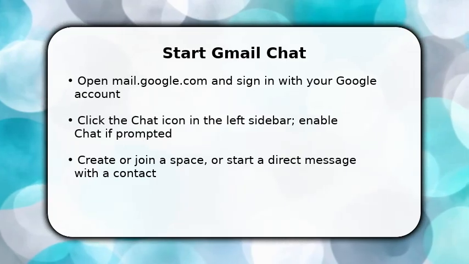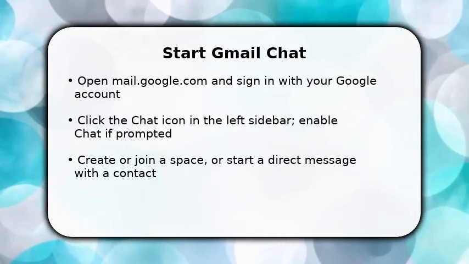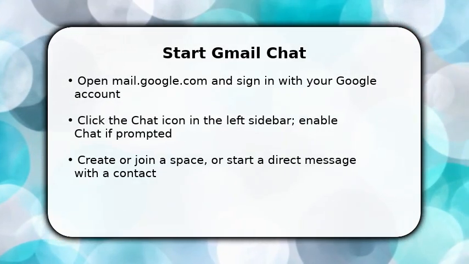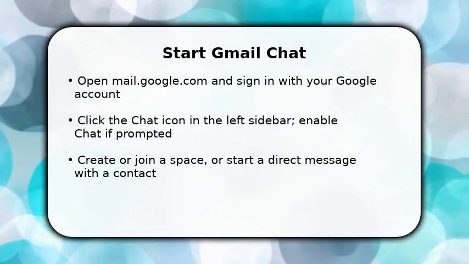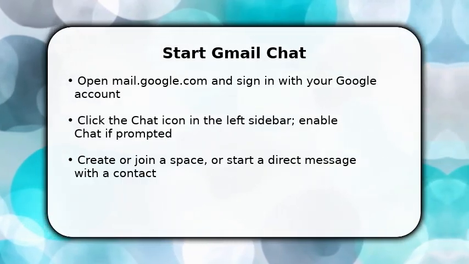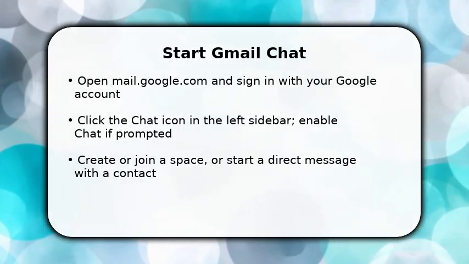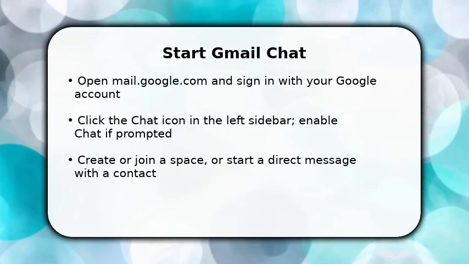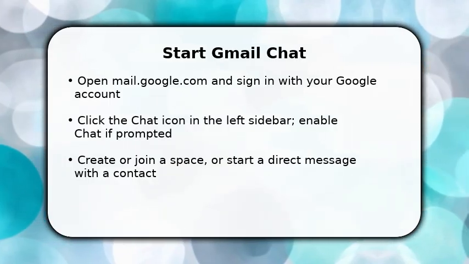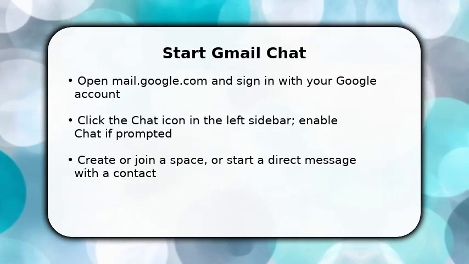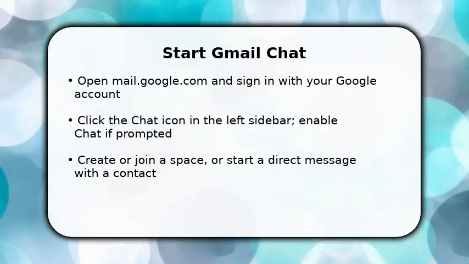Enjoy the video. You begin by opening Gmail and signing in. Once done, click the chat icon in the left sidebar. If chat is not enabled, toggle it on in settings so you can start messaging. Next, locate a contact or choose Create Space to invite multiple people. This organizes conversations. You're starting immediate communication rather than configuring everything up front.